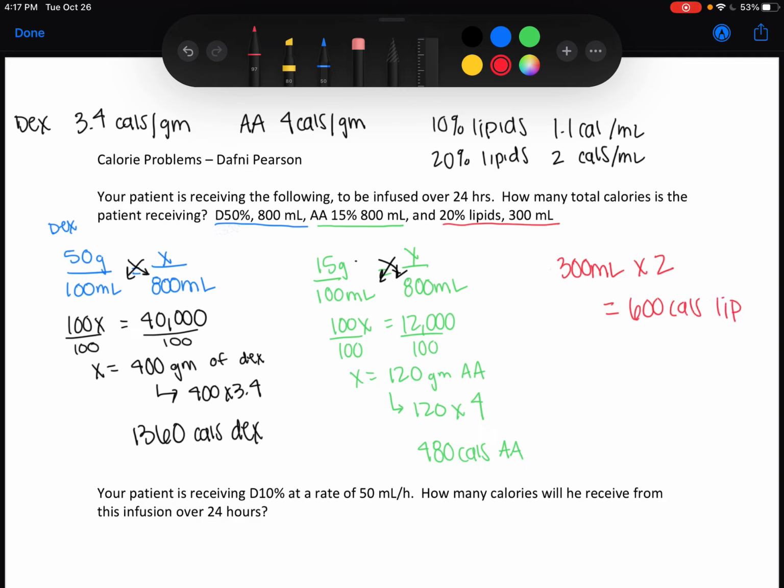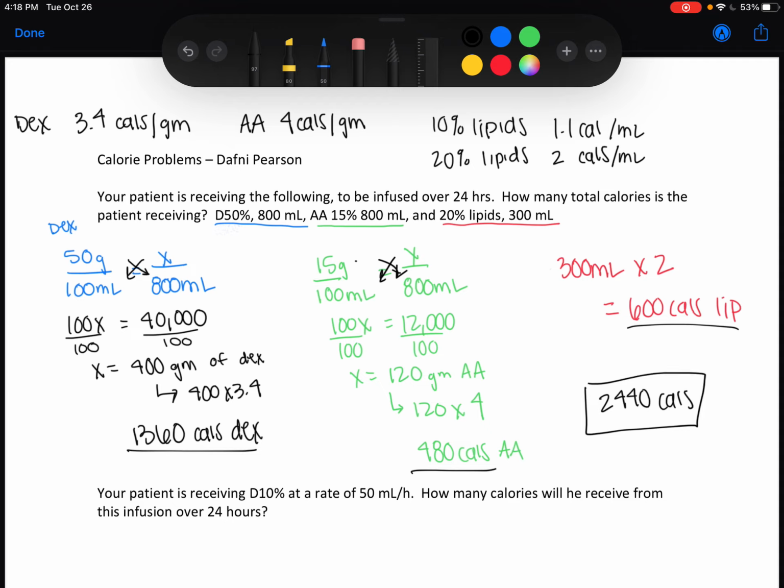So now all we have to do is take all of our numbers and add them up because it wants to know our total calories. So we're going to take 1360 plus 480 plus 600. And we get 2,440 calories, and that's their total calories. And that will be our answer.